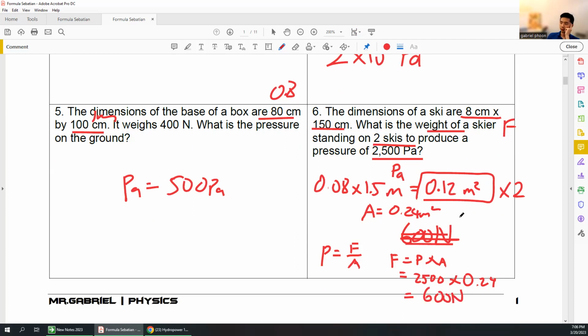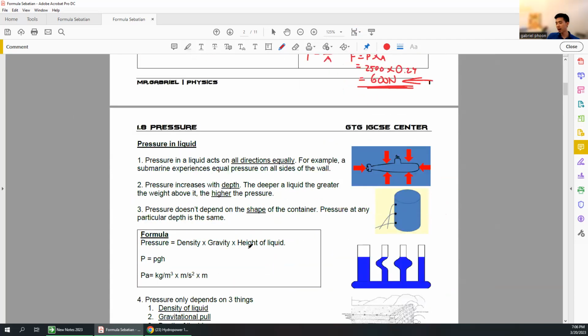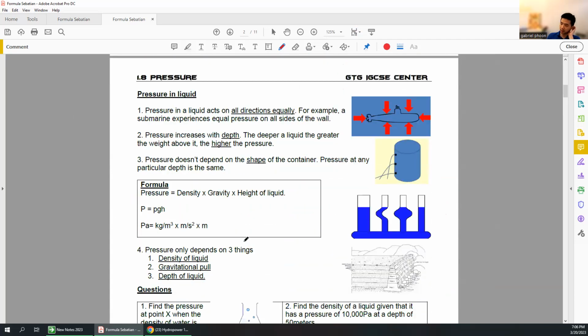What did you do different for this one? I think you did not multiply the 2, right? Because it's from 2 skis. Yeah. Yeah, then you should end up with 600 newtons. Do you get it ultimately in here? Do you get the 600 at the end of the day? Yes. Very good. Excellent.